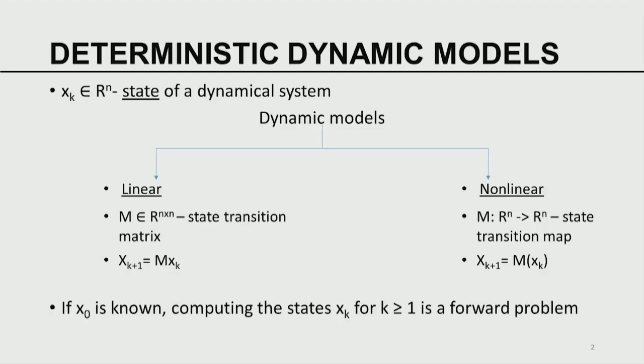That naturally leads to an extension of deterministic models, but instead of static models, we are going to be talking about dynamic models. We are going to be talking about inverse problems that occur within the framework of deterministic dynamic models. So it is useful to talk about a classification of dynamic models. Let xk be the state of a dynamical system. A dynamical system is something that evolves in time, as opposed to static models, which remain constant with respect to time.